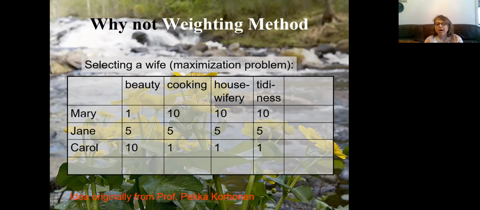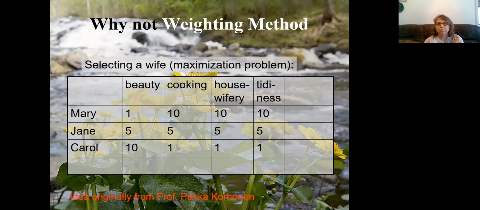So Mary is very good at cooking, housewifery, and tidiness, but not really beautiful. Jane is kind of in the middle in terms of all these objectives, and Carol is a beauty queen, but hopeless in other respects. So don't be upset if this sounds rude, that wife selection is an optimization problem. I just want to make a point, and with this example, one can make the point clearly.